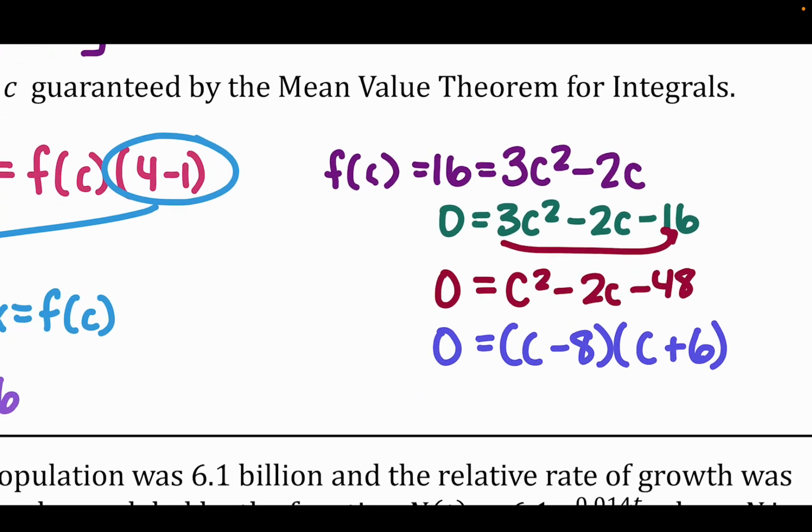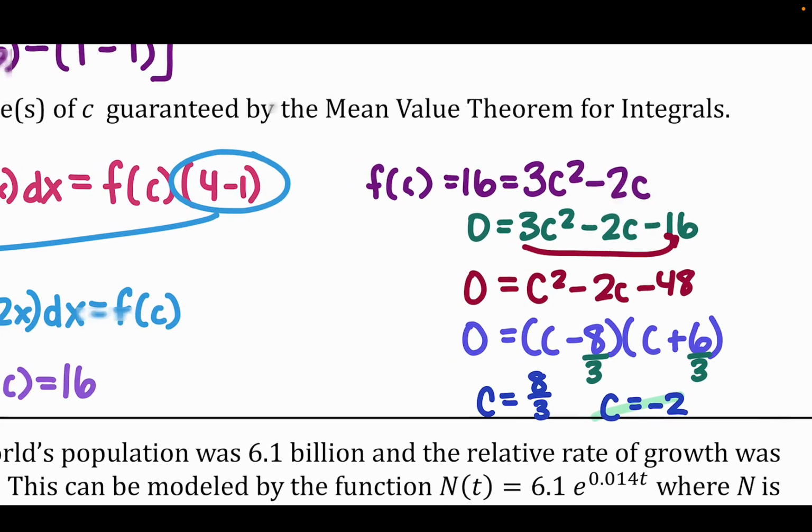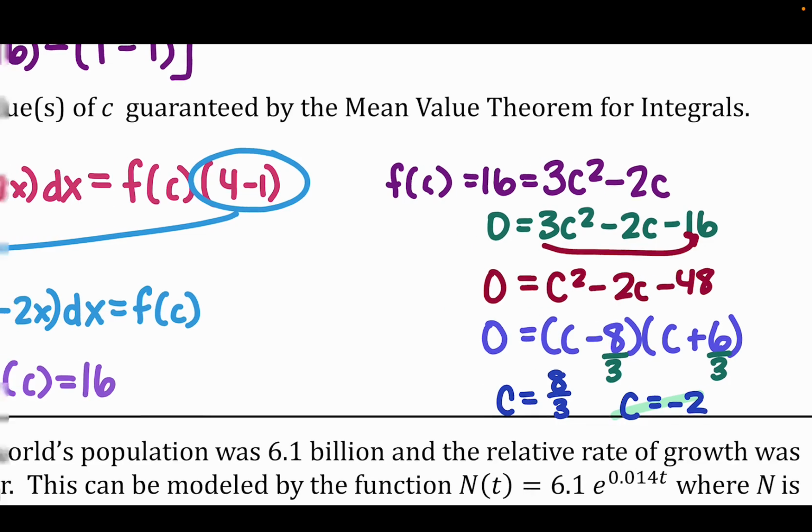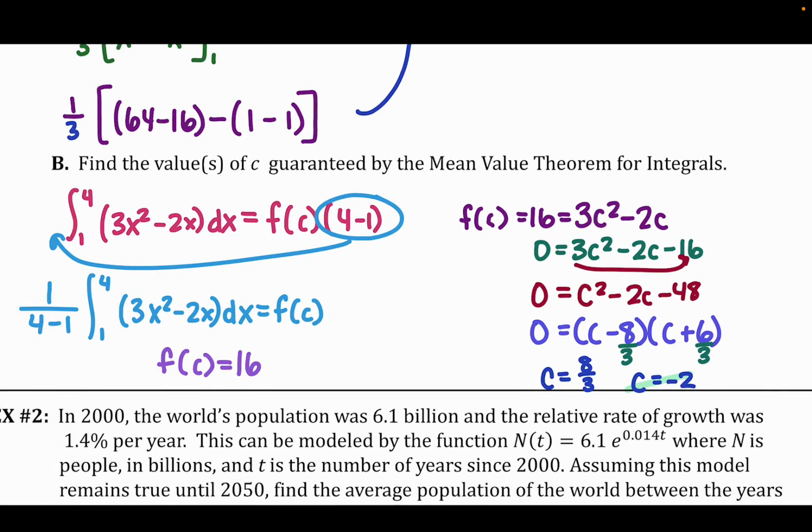Now I have to divide both of these factors by 3, which means my two c values, where my function will equal 16, are 8 over 3 and negative 2. Negative 2 is not on my interval, I only go from 1 to 4. So that means my c value, where f of c equals the average value of my function, is 8/3. So I'll put therefore c equals 8 over 3 as my final answer.